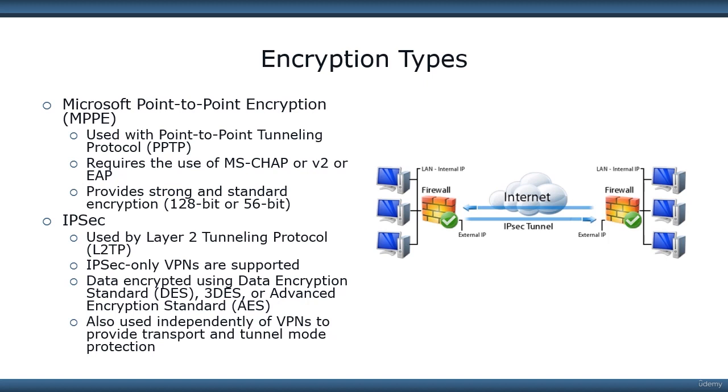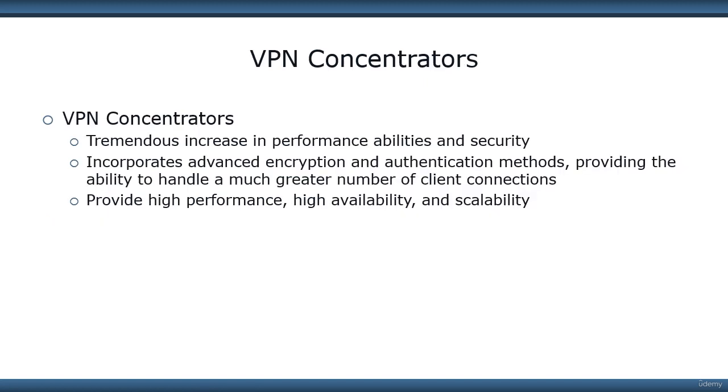A VPN concentrator or a head end is going to provide tremendous increase in performance abilities and security. These introduce advanced encryption and authentication methods like MFA, token-based authentication, and they provide the ability to handle a much greater number of client connections. They also provide high performance, high availability, and scalability.